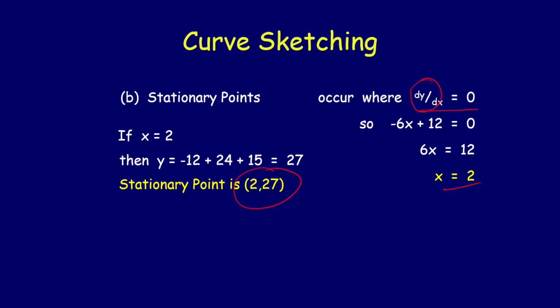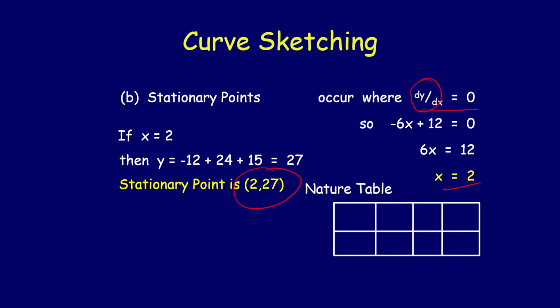So that is the stationary point. Now, draw the nature table. You want to determine now the nature of the stationary point. Is it a maximum point or a minimum point or a point of inflection? So this is what you do. You have to have 3 points.